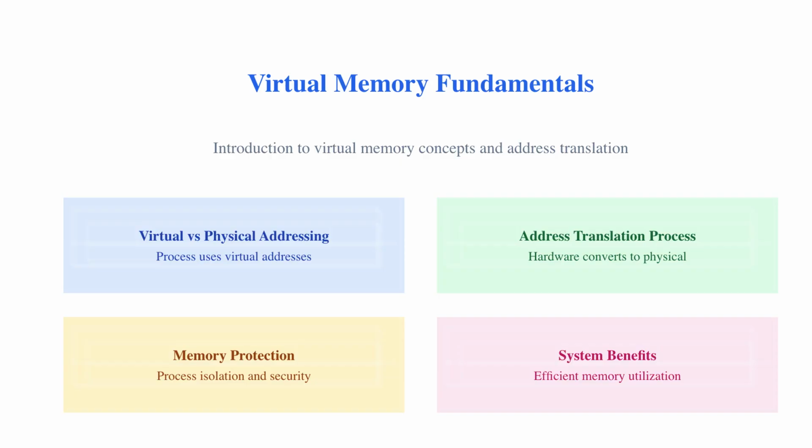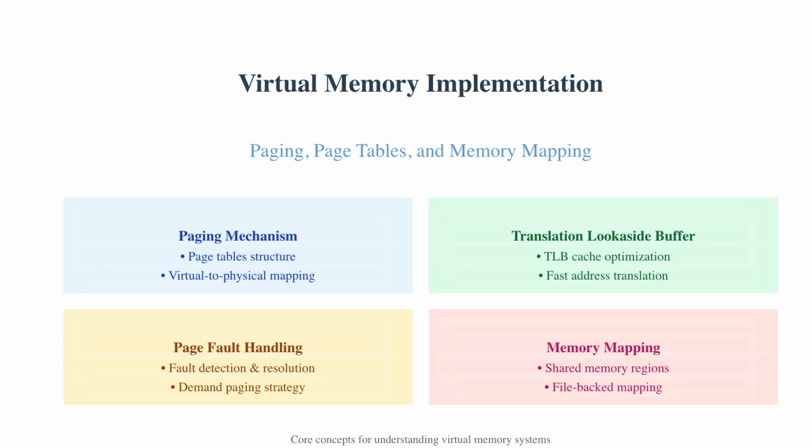One of the most important benefits we get from this system is memory protection. Each process is isolated in its own virtual address space, preventing one program from accidentally or maliciously accessing another program's memory. The system benefits are tremendous. We achieve efficient memory utilization, better security through isolation, and the ability to run programs larger than physical RAM through techniques like paging and swapping. This virtual memory foundation is what makes multitasking operating systems possible.